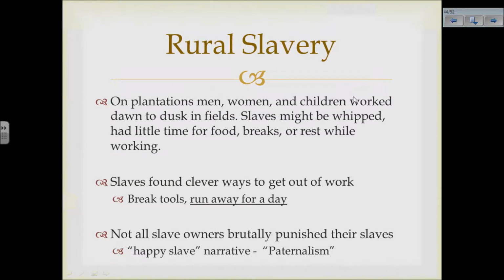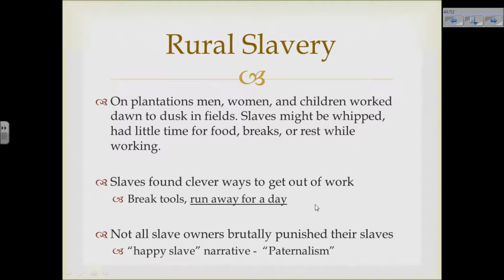Now, rural slavery, or slavery on the farmland, was quite different than urban slavery, slavery within cities. If you're out in rural or out in the country, slaves would usually be on plantations or small farms. Men, women, and children would work dawn to dusk in fields. The slaves might be whipped. They would have little time for food, breaks, or rest while working.